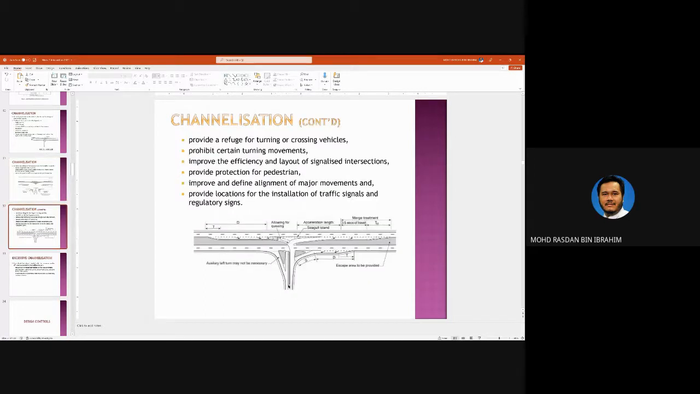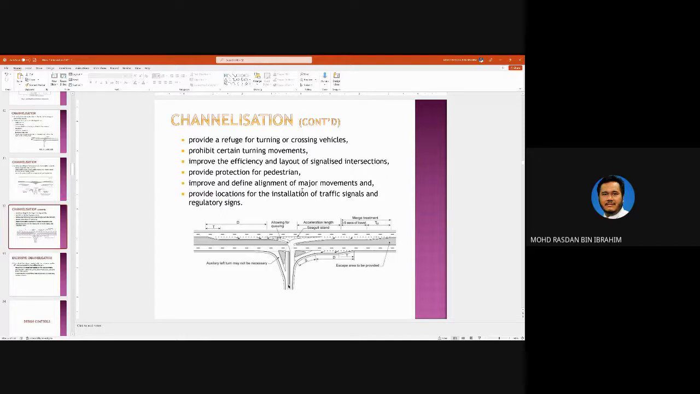Provide a refuge for turning or crossing vehicles, or prohibit certain turning movements. If you have an island like this, you definitely cannot make a U-turn. Improve the efficiency of layout of signalized intersections, and protection for pedestrians because pedestrians can cross the road and stay on the island over here. Improve and define alignment and provide locations for the installation of traffic signals.